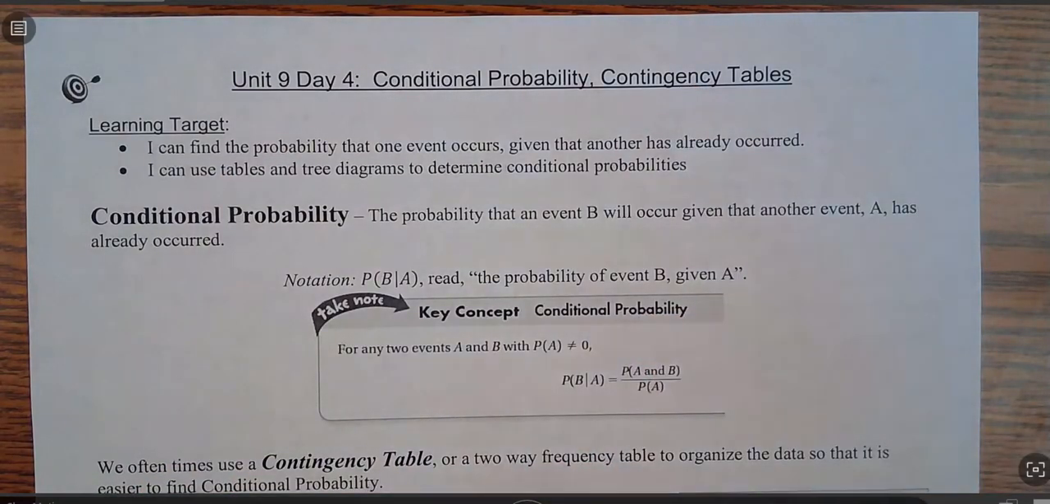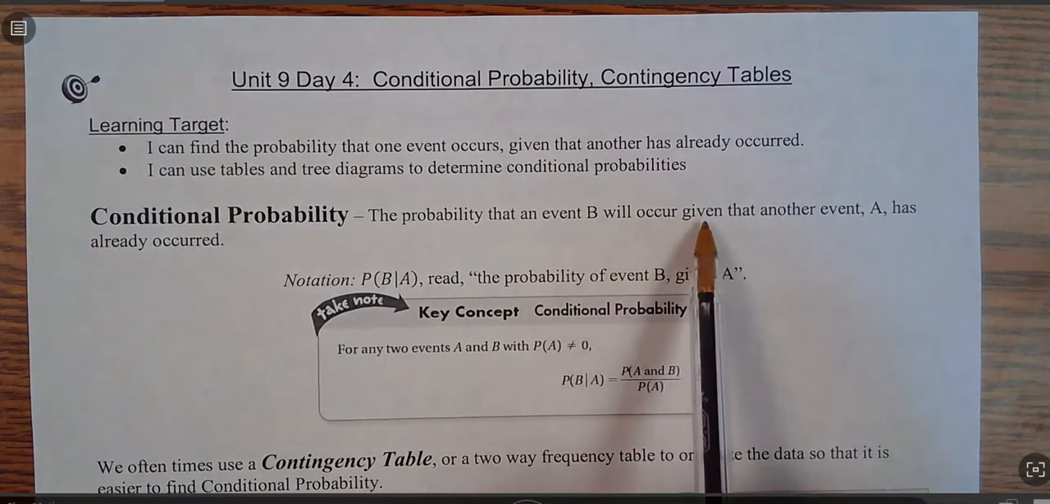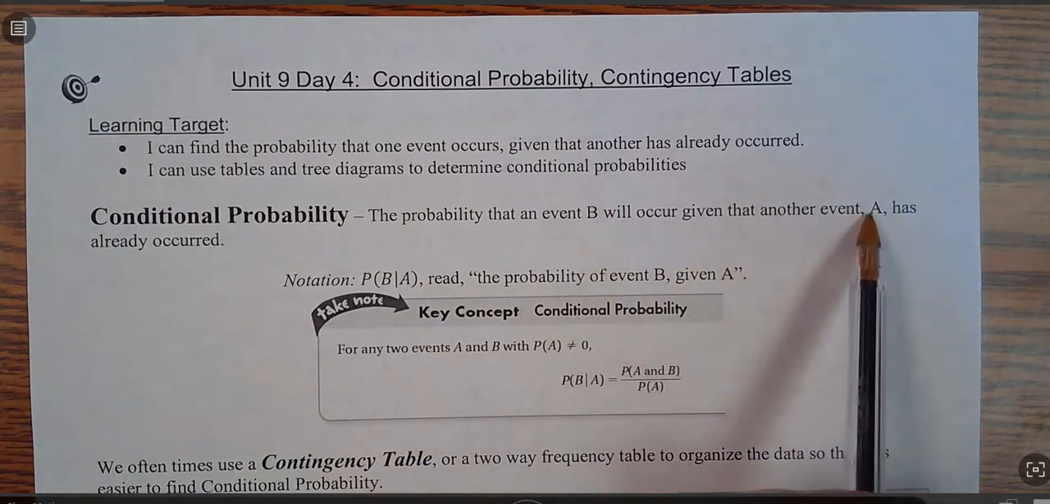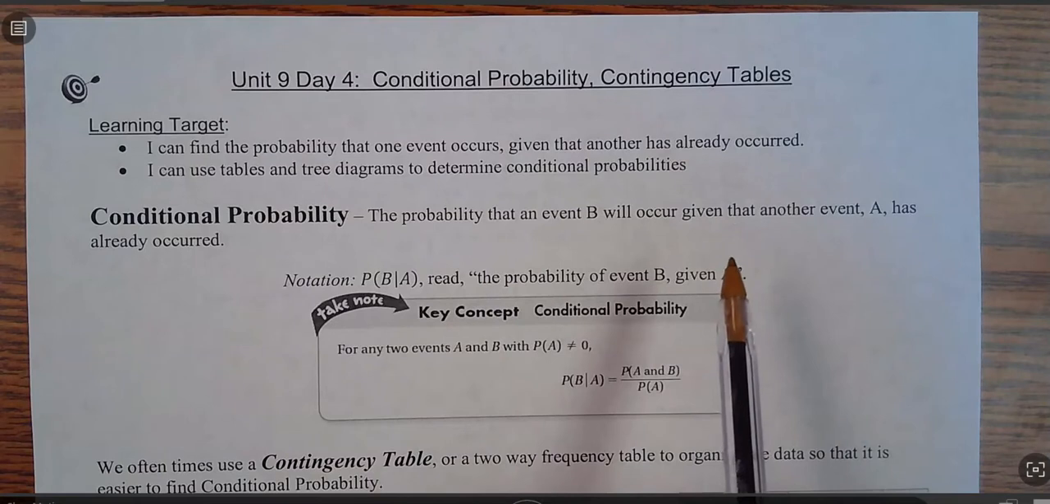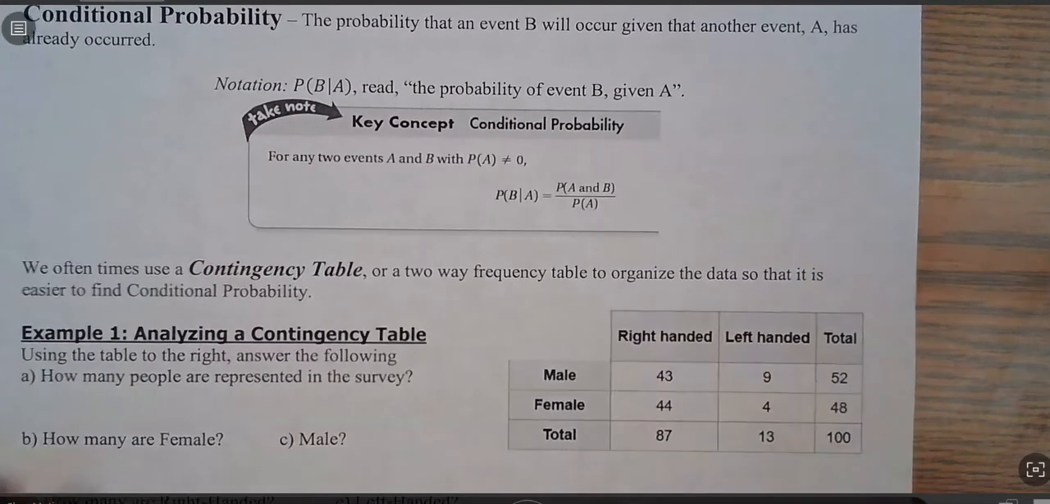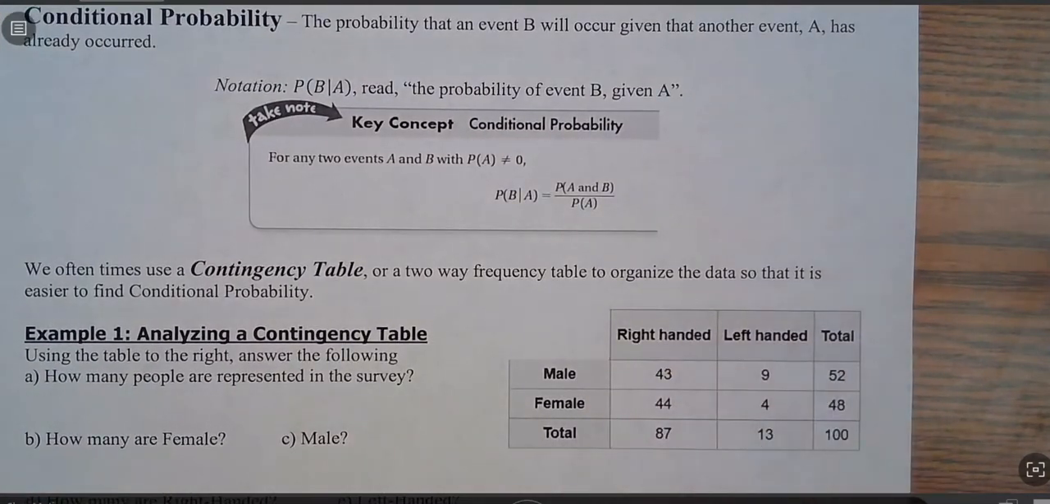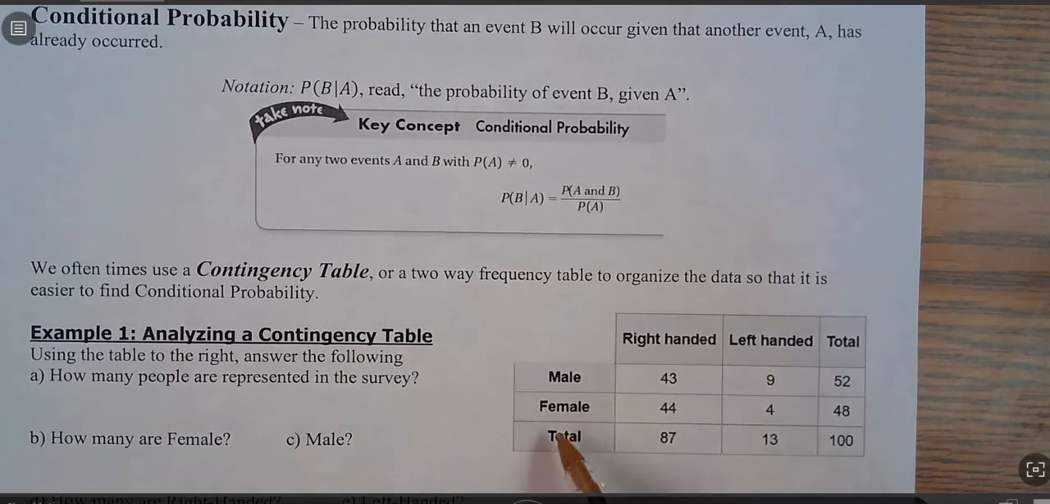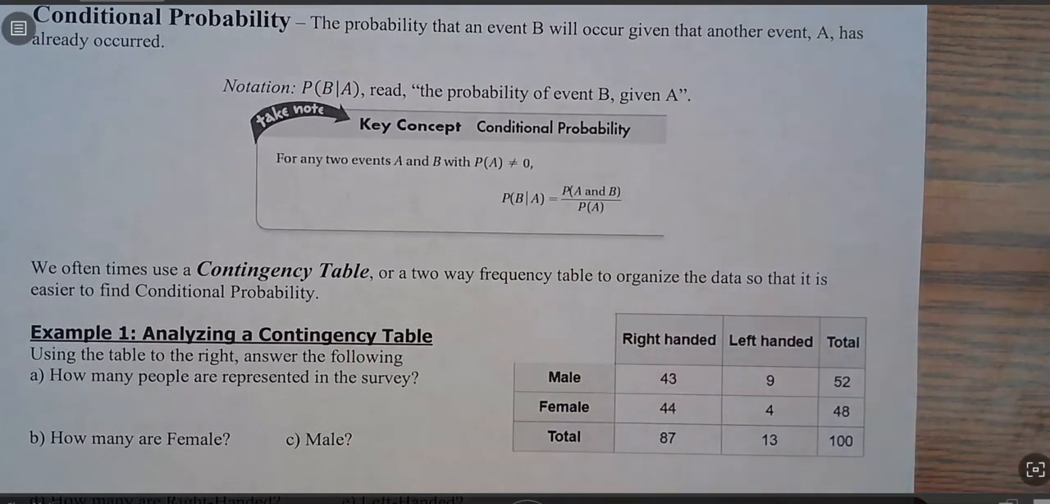So conditional probability, the probability that event B will occur given that another event, A, has already occurred. For the most part on this one, you see in the example here, male, female, right-handed, left-handed. We want to know the probability of, say, being right-handed given you're a female. So that event happened at birth, and then over here we're doing right hand, left hand. So yeah, let's talk about it.